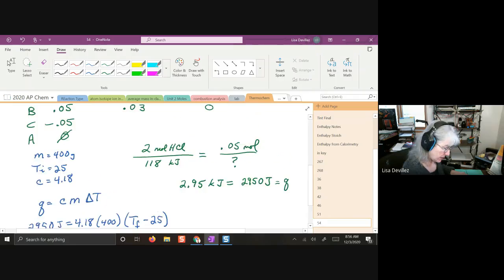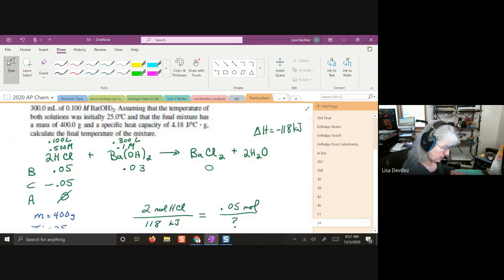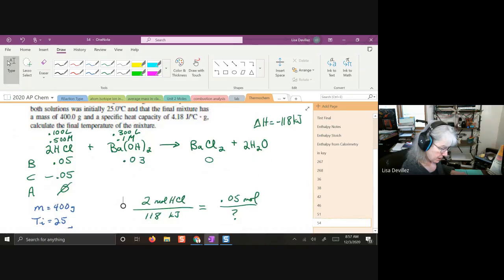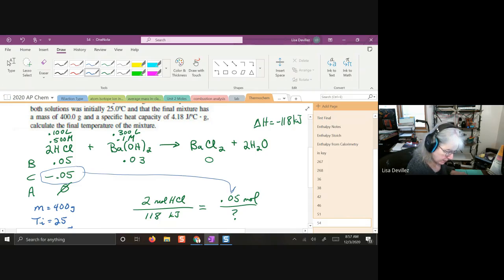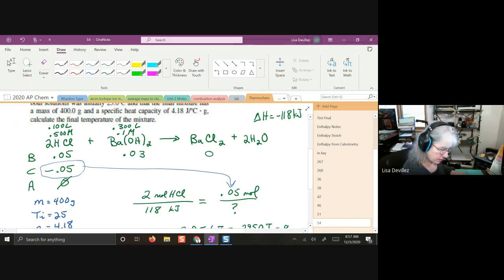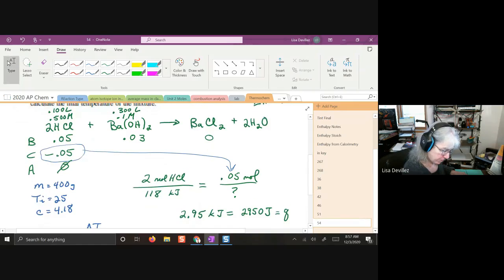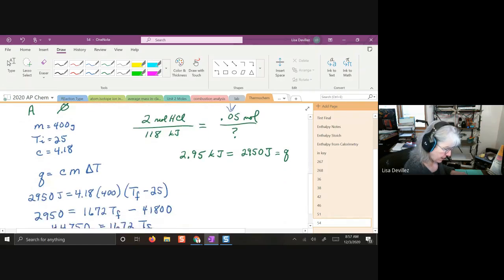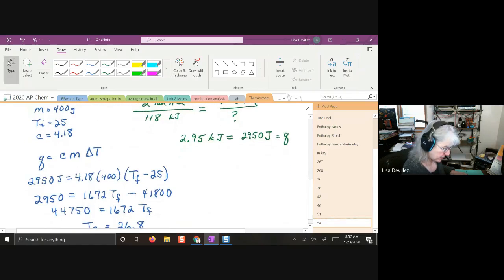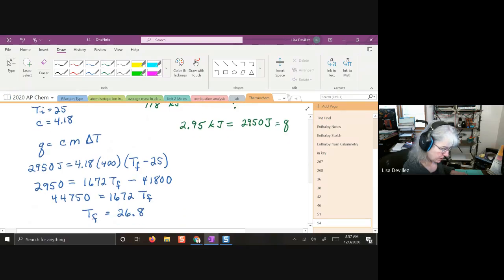Okay, so kind of summarizing that one then. We did our BCA because we needed to know how many moles were going to react. And so I used the change in my ratio with the coefficient and the delta H to get my Q, and then used that with the given information, the mass and initial temperature, to find T final.